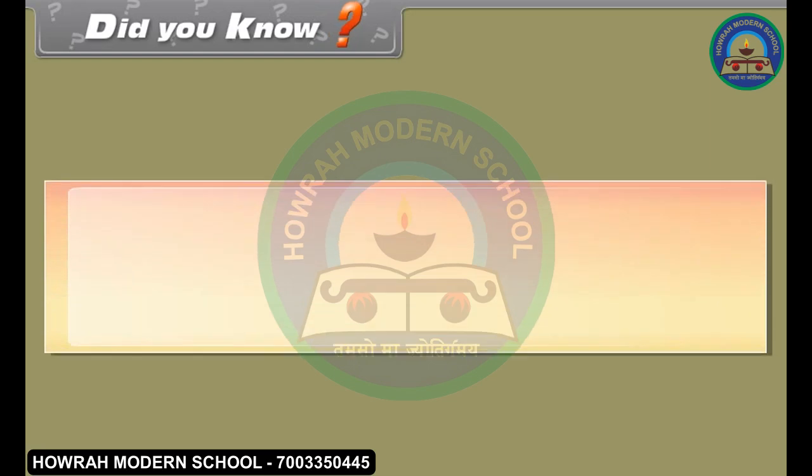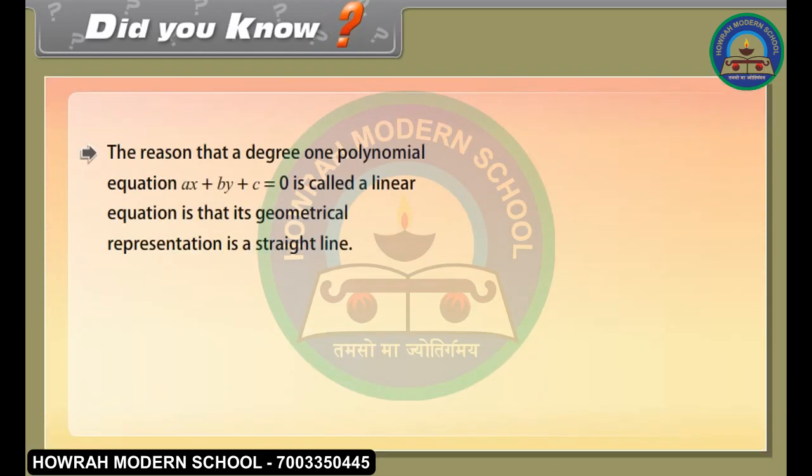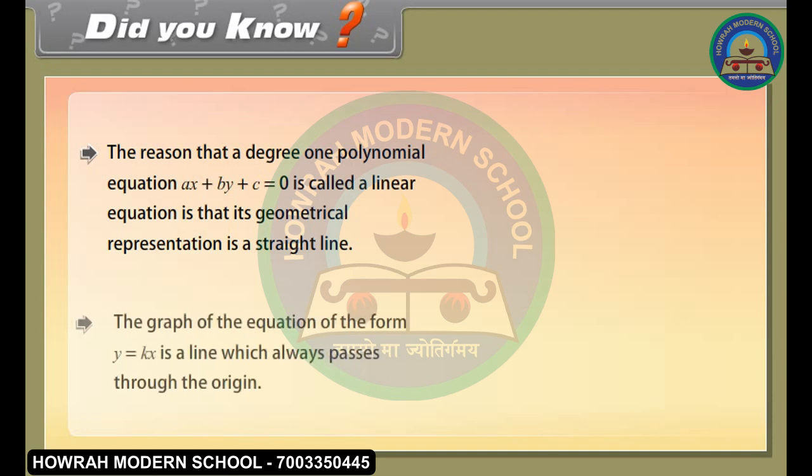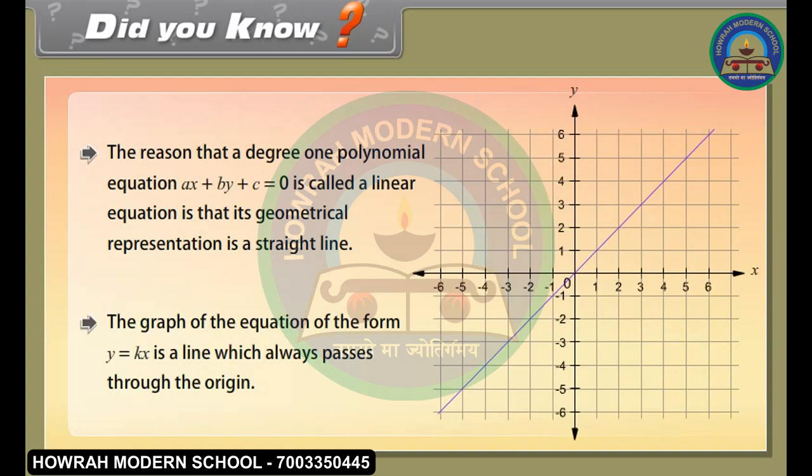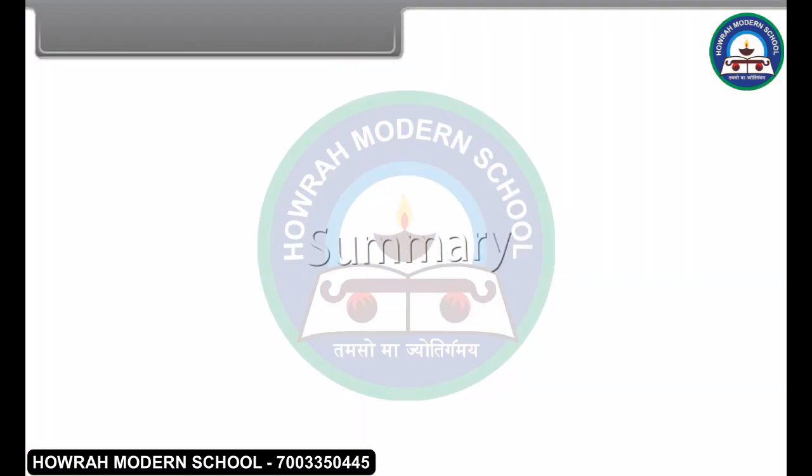Did you know? The reason that a degree 1 polynomial equation ax plus by plus c is 0 is called a linear equation is that its geometrical representation is a straight line. The graph of the equation of the form y is equal to kx is a line which always passes through the origin. Summary.